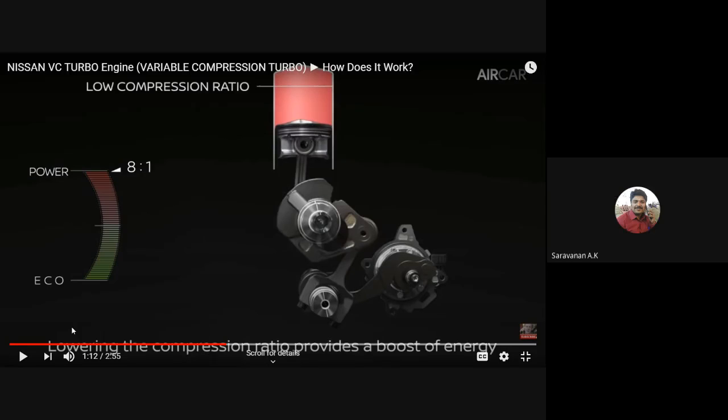The ignition method is different, but what about the compression ratio?